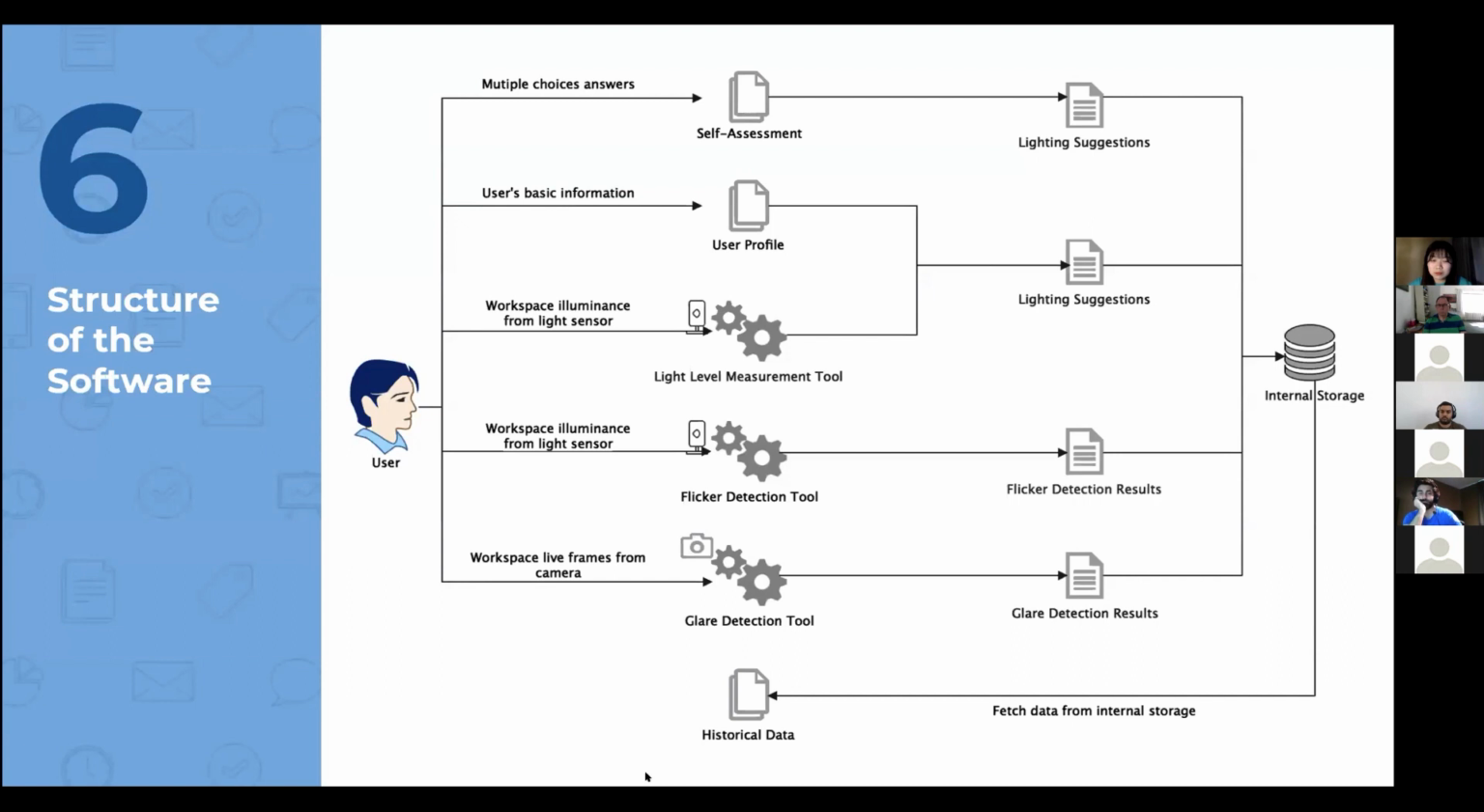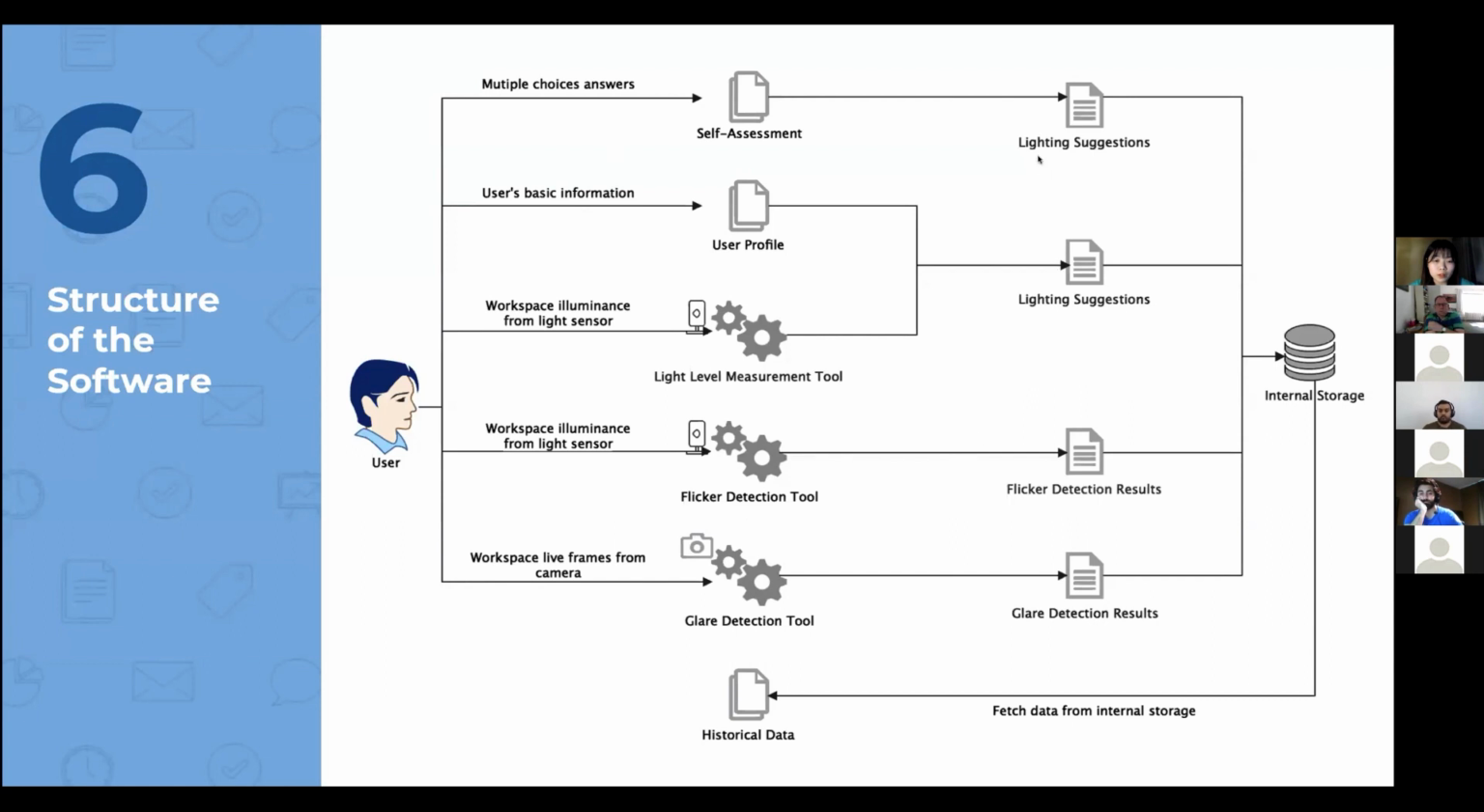Okay, thank you, Stella. So this is the diagram that explains our app structure from a high-level view. As you can see from the middle part here, the icons are representing each feature in our application. Specifically, the light measurement and the flicker detection functionality are required to use the light sensor to capture the illuminance input from the outside environment. Also, the glare detection tool requires the back camera to capture the live image frames.